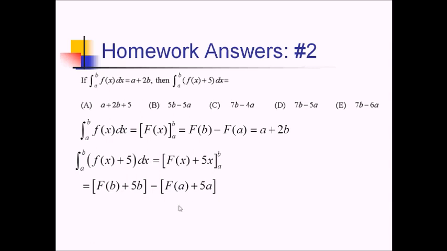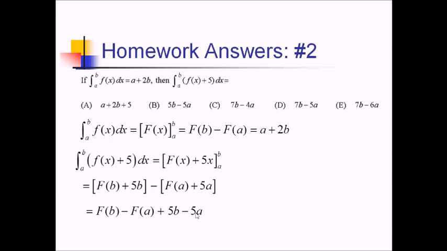So we need to find a way to replace this big F of b and this big F of a with something else. The clue is up here. When we initially did, we said that big F of b minus big F of a was equal to a plus 2b. So I'm just going to rearrange this stuff so that I have big F of b minus this big F of a. And then I'm not going to forget about the other stuff. I still have a 5b. I still have a minus 5a. But I have simply just rearranged things.